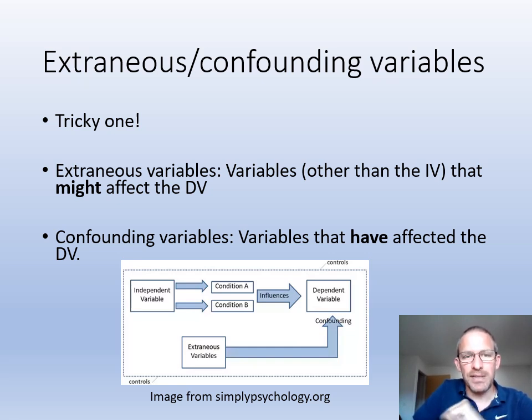keep it simple. Extraneous variables are anything other than the independent variable that might affect your dependent variable. So going back to what we talked about last time, in an experiment you want everything to be constant between the conditions. The only thing that should be changing is your independent variable. If the dependent variable changes, you can say that's due to the independent variable. Now we're saying extraneous variables are anything that might potentially, emphasis on the might potentially, affect the dependent variable. Now a confounding variable is when one of these has affected the dependent variable.